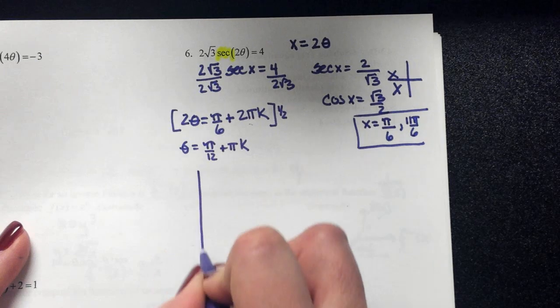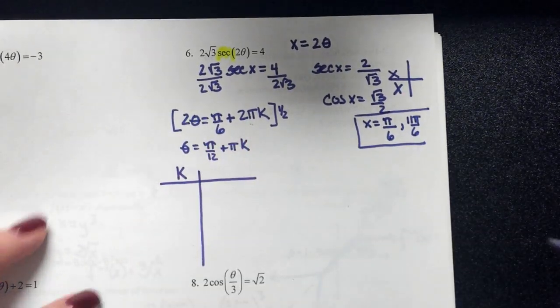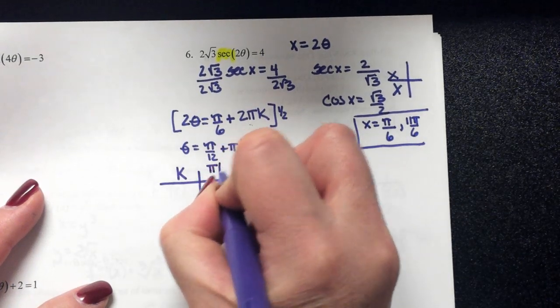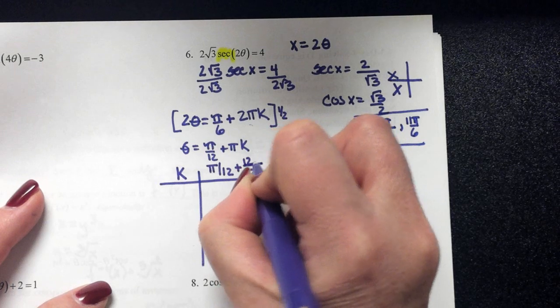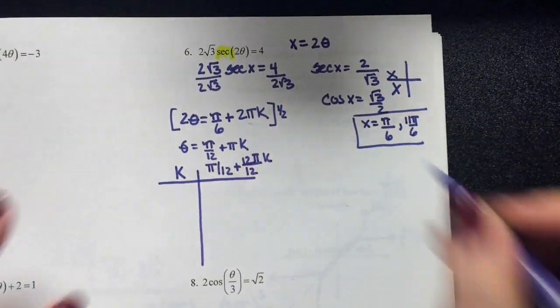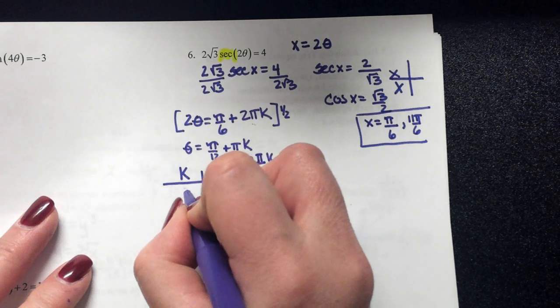So again, I can make my T-chart. There's my k. And then my formula that I'm going to use is pi over 12 plus 12 pi k over 12. Where am I going to be able to stop? 24 pi over 12, because that's equivalent to 2 pi. So start by plugging in 0.